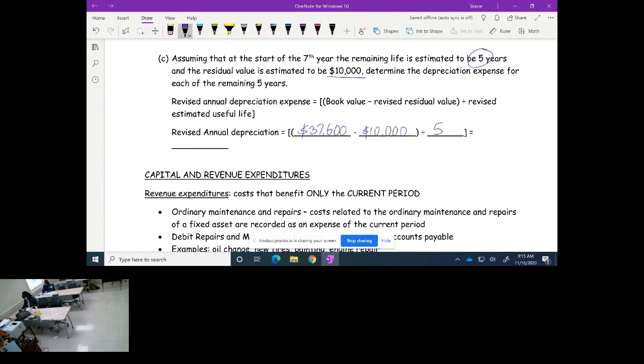Okay, so I'm getting 55.20. So what did y'all get?